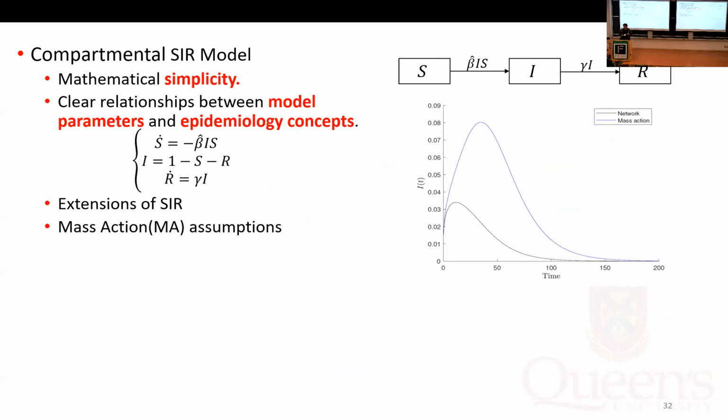But one of the flaws of the SIR compartmental model is that it always assumes the mass action assumption, which means everybody in the population has the same contact ratio with everybody else in the population. So one important difference is between the mass action assumption, which is the blue line here, and networks with social structures, which can have many differences in the epidemic dynamics.